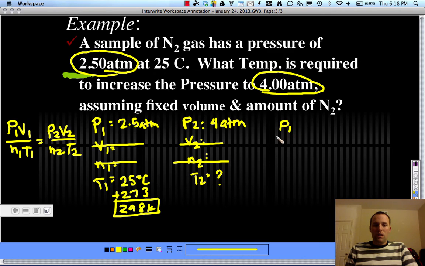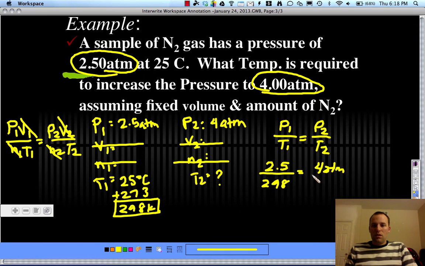Now we're left with P1 over T1 equals P2 over T2, because we got rid of the volume and the number of moles from our equation thanks to the fixed volume and amount of nitrogen. So just plug it in and solve just like you normally would. We have 2.5 atmospheres over 298 Kelvin equals 4 atmospheres over T2. So we're looking to solve for T2, so you need to cross multiply.